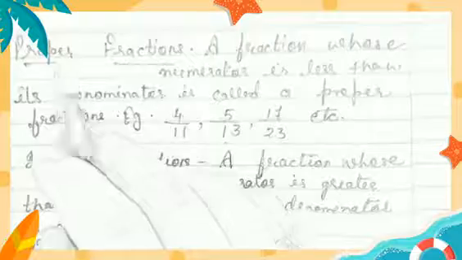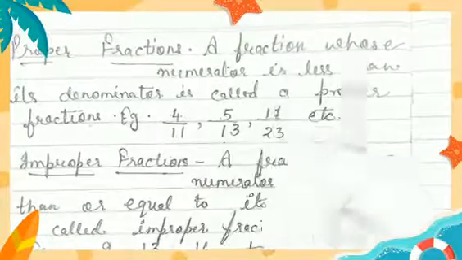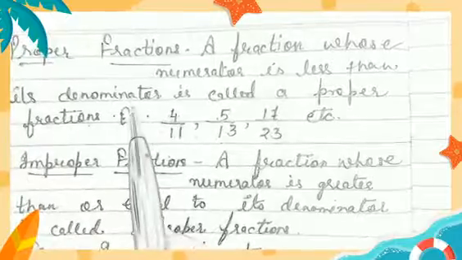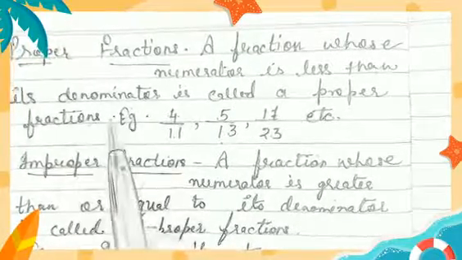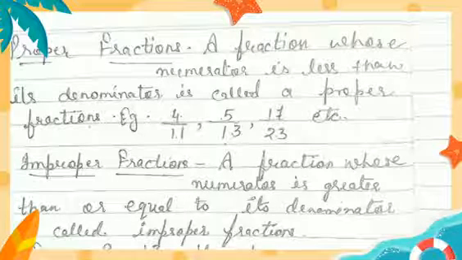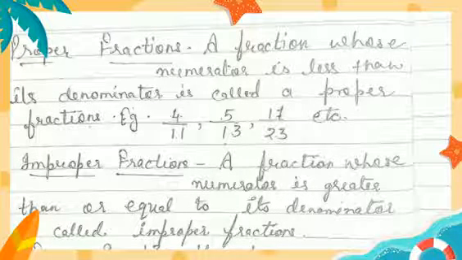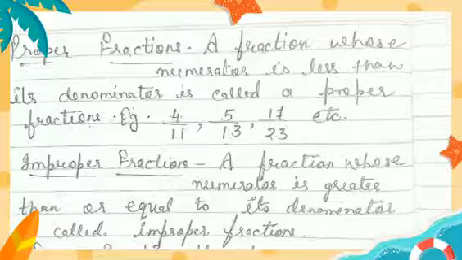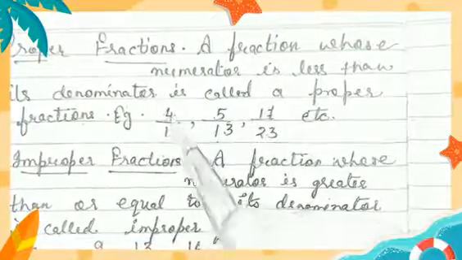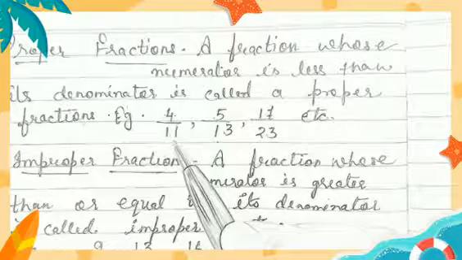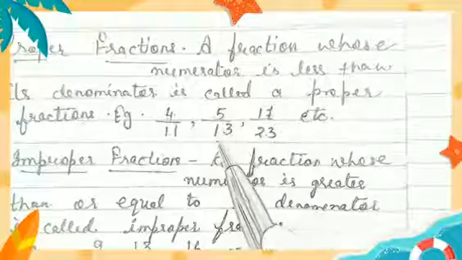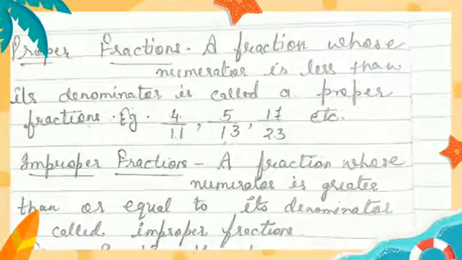Next fraction is proper fractions. A fraction whose numerator is less than its denominator is called a proper fraction. It means if the numerator is small and the denominator is greater, it is called a proper fraction. You see that in this example the numerator is small and the denominator greater. See that 5 is small and 13 is big. So, it is called a proper fraction.